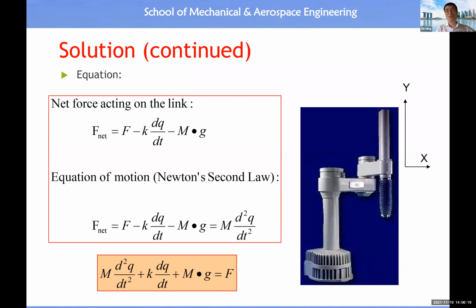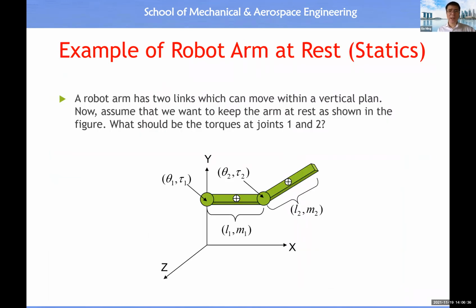Okay, instead of using scalar, then we have a matrix. That's it. All right. So this will help you to understand the general equation of dynamics with n rigid bodies inside a robotic arm. All right. Okay, then I show you one more example.